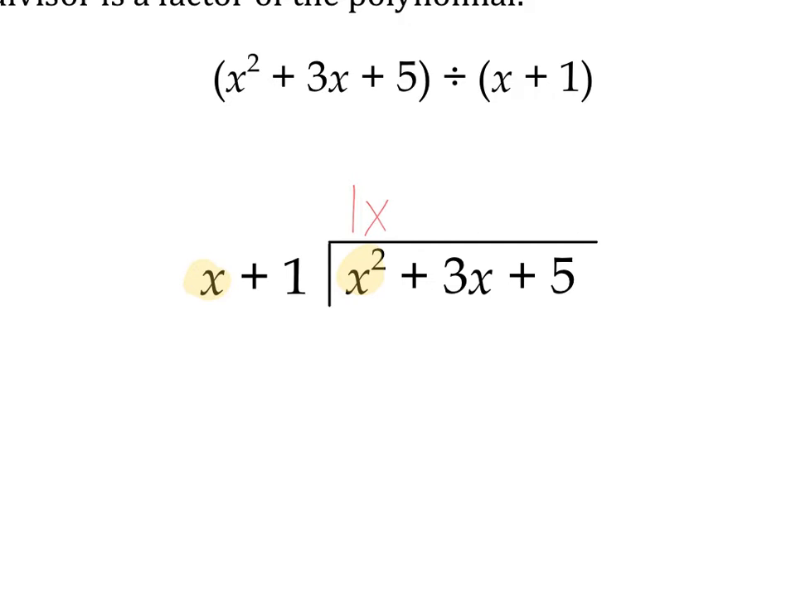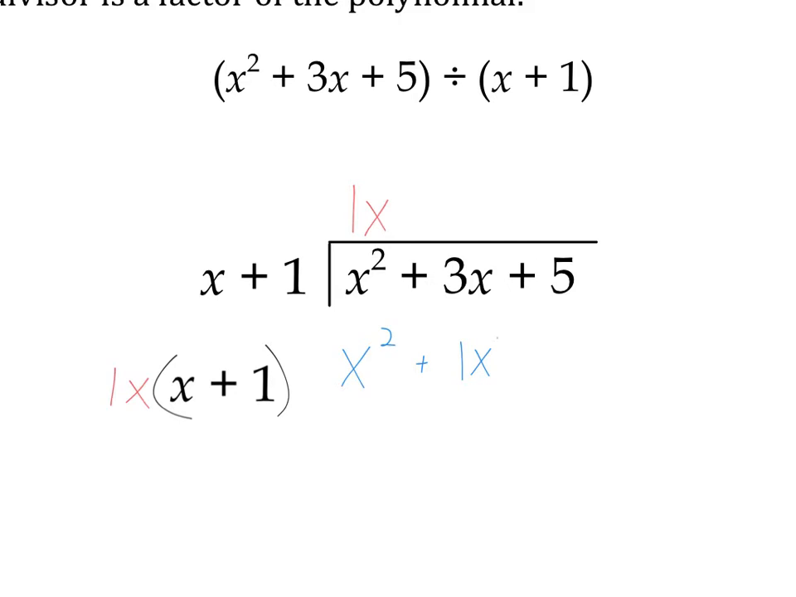As soon as I have that, just like we did before, we're going to take that 1x, whatever we had up top, and we're going to multiply that by my divisor. So I'm going to multiply that now to the divisor of x plus 1. So when I do that, I'll get x squared and a positive 1x.